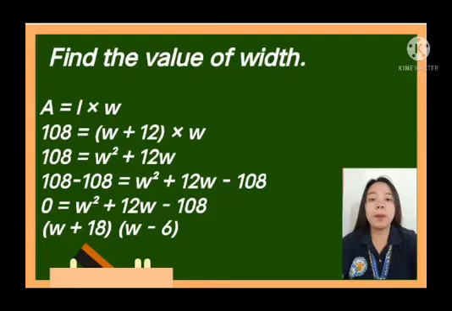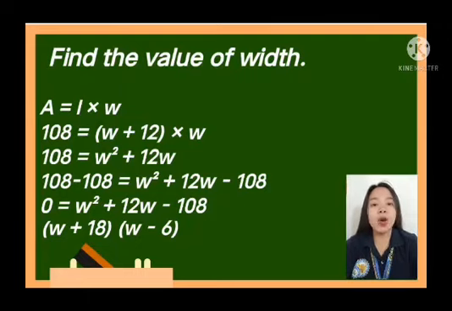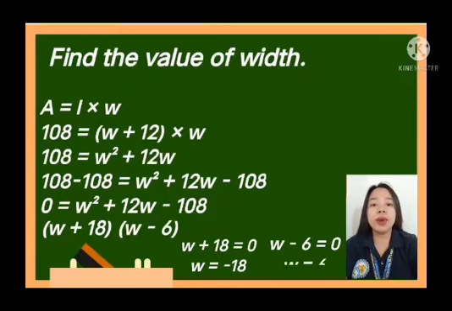So, the factor form of W squared plus 12W minus 96 is the quantity of W plus 18 times the quantity of W minus 6. Next, we'll set each factor to 0 to know which solution is the correct answer. So we'll have W plus 18 is equal to 0, W is equal to negative 18, or W minus 6 is equal to 0, W is equal to 6.